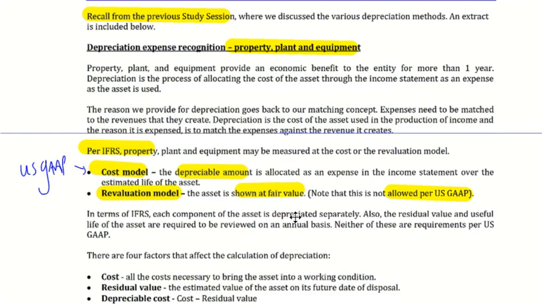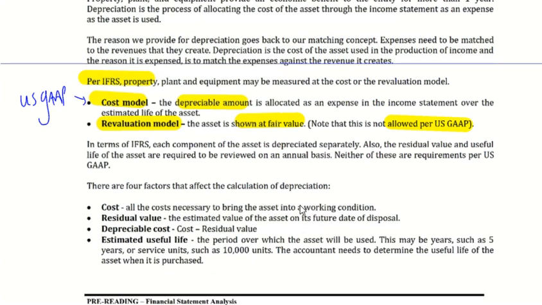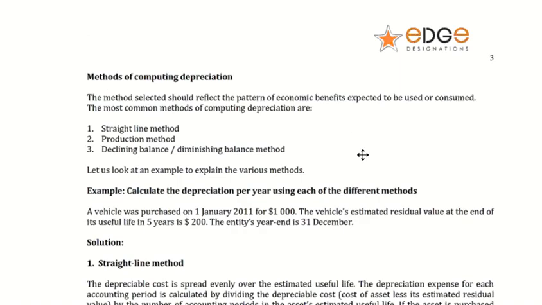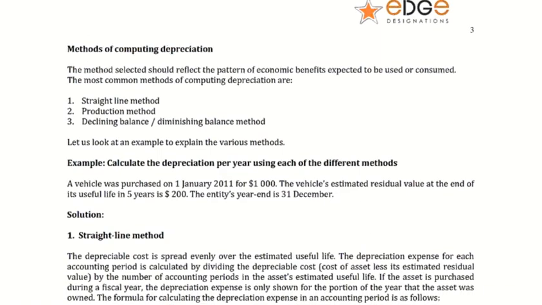When we look now to depreciate my asset, we look at 4 different factors. The cost of the asset, what did it cost? Its residual value, in other words, at the end of its life, will there be any value left over? That's called the residual value. The depreciable cost is the amount that I then need to depreciate it by, which is cost less residual value. And then, of course, we've got what we call the estimated useful life, how long we believe the asset will be around for.